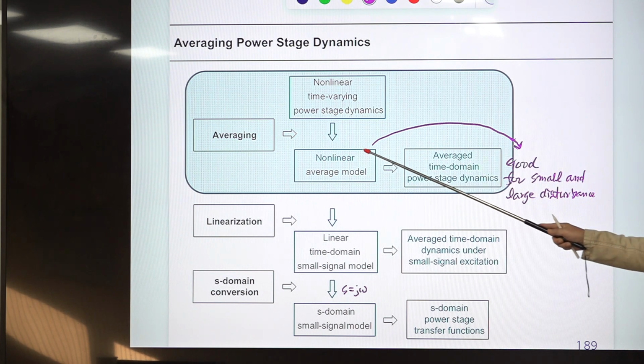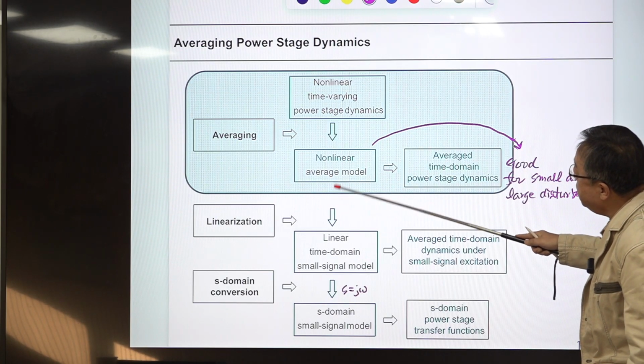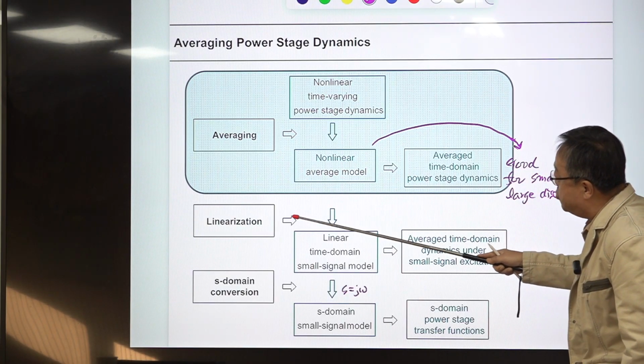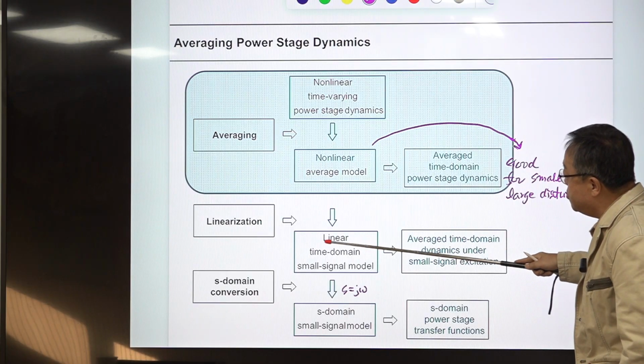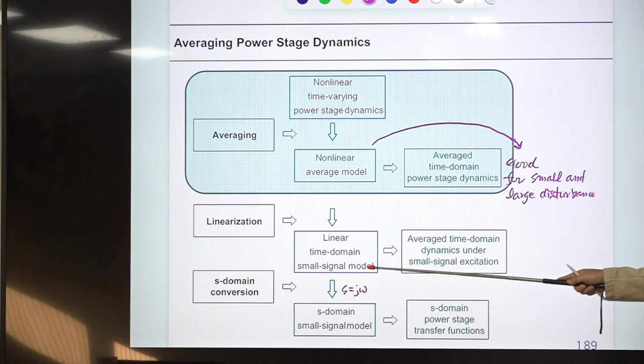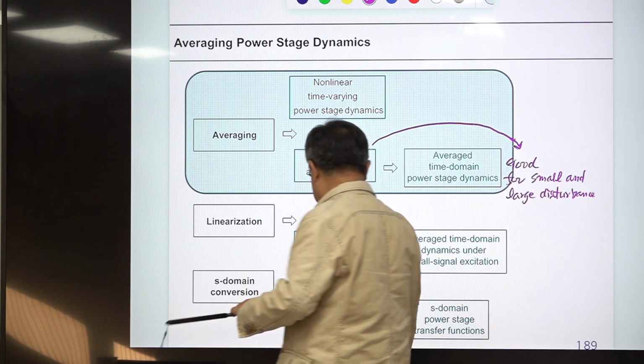So use of the nonlinear average model for this purpose is not popular now, but this step is much more important. If you have the nonlinear average model, then you adopt the linearization process to obtain the linear small signal model of the power stage. This will predict the average time domain dynamics of the power stage if the disturbance is very small. But the application of this is very limited, and the more important path is this one.